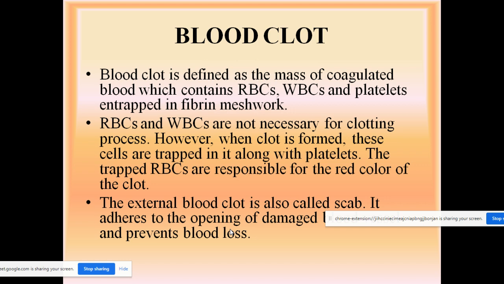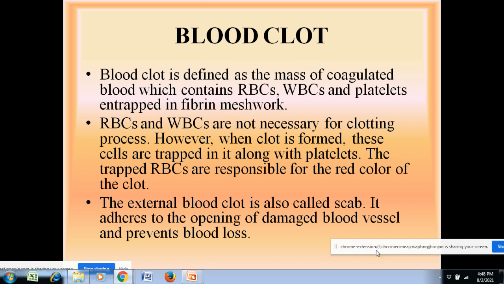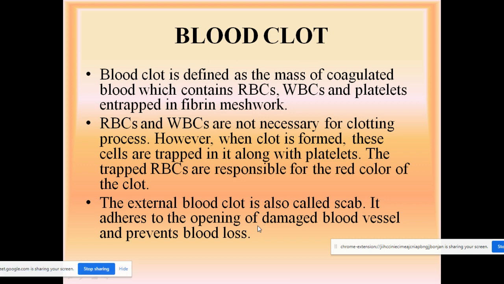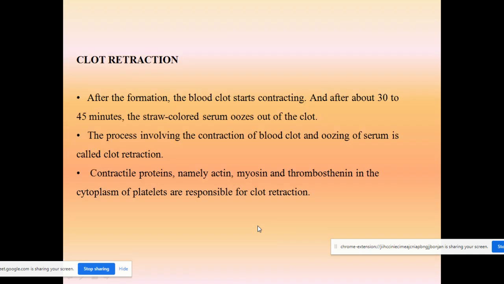The red color of the blood clot is because of the presence of RBC. But the clotting does not happen because of RBC, it happens because of platelets. The external blood clot is called a scab. It will get attached to the opening of the damaged blood vessel and prevent the blood loss. Forming like a bandage, it will prevent the further loss of blood from the site of injury. So this is the blood clot.